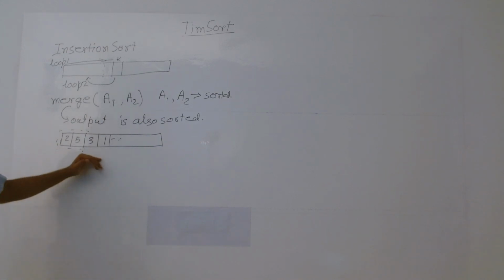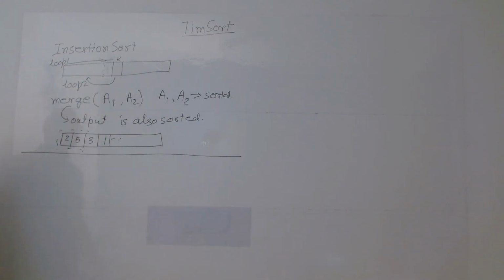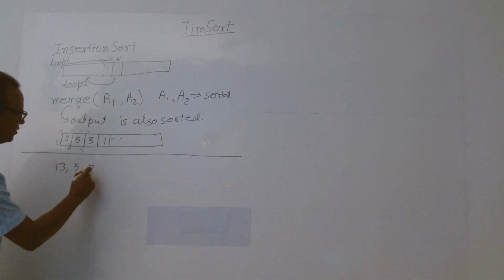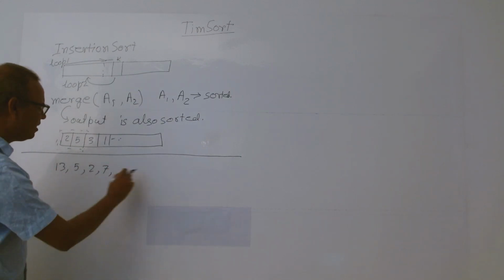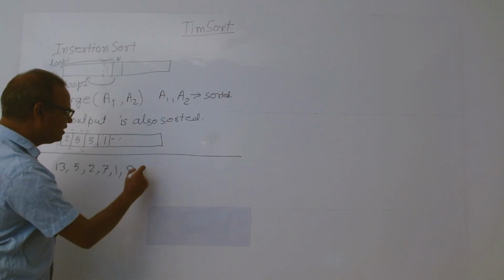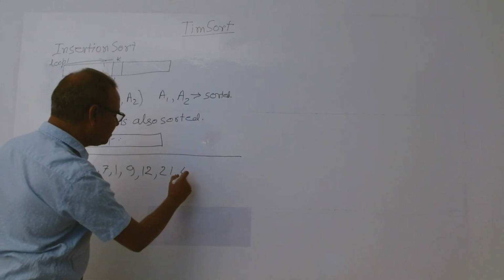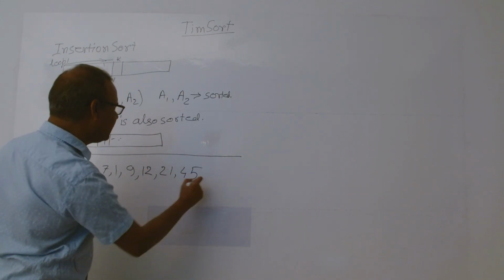Now let's start with TimSort. Suppose we are given a long array. Now I am writing all the elements. Let's say we have 13, 5, 2, 7, 1, and it may be very long, it does not matter. 9, 12, 21, 45. Okay, in this way.